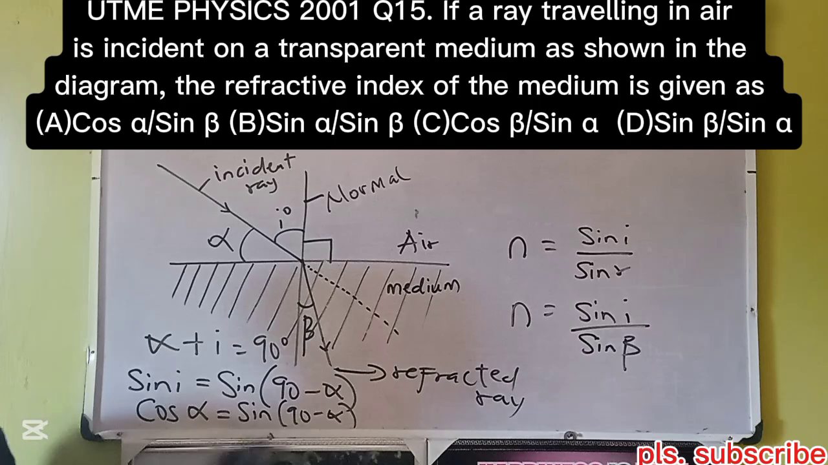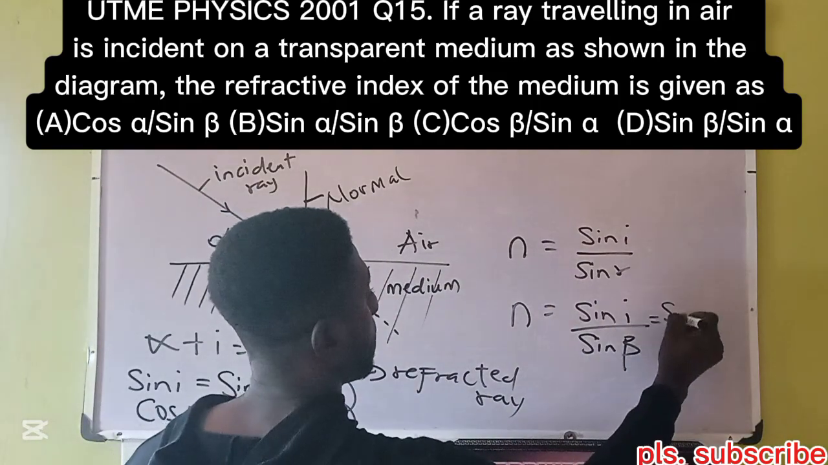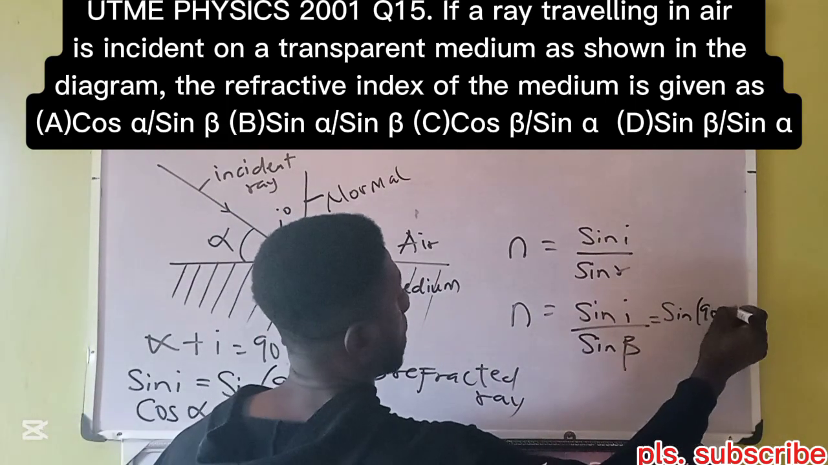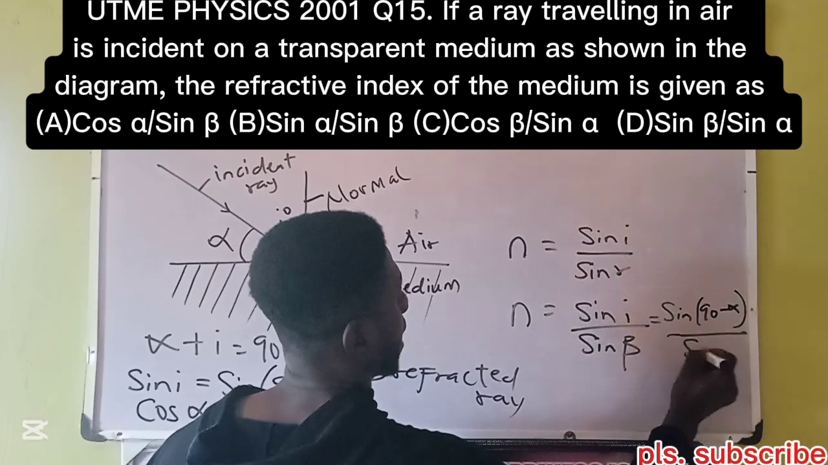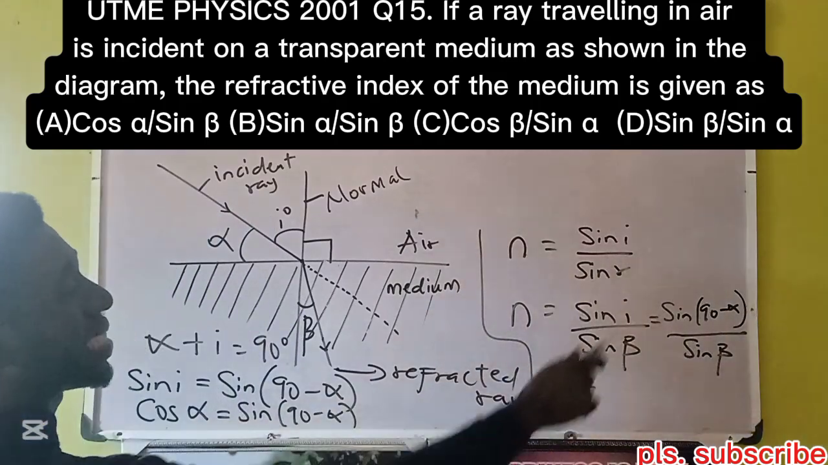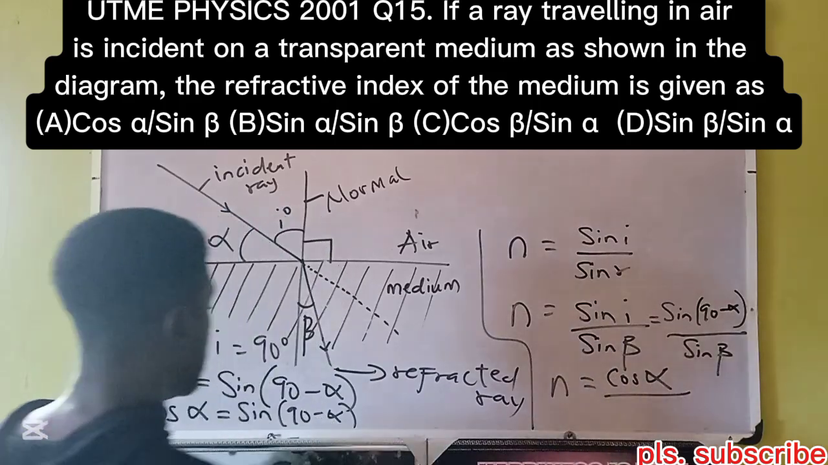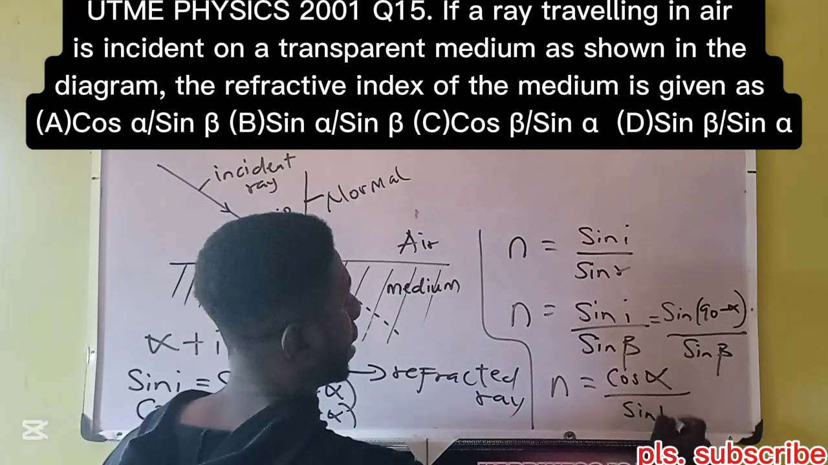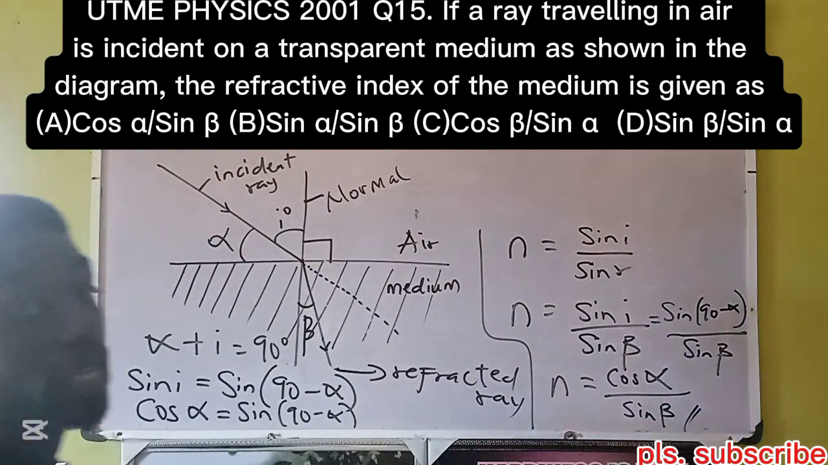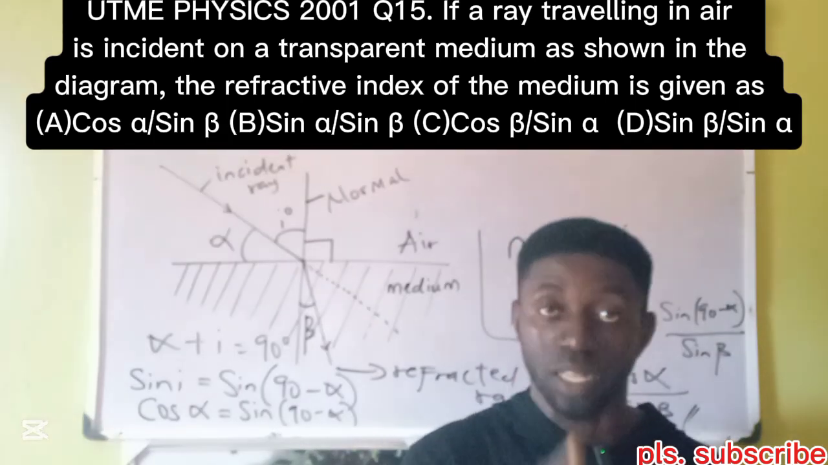Okay, let's go on. At this point, we are concerned with this. Then you can now see that I will change this to sine. First of all, let's change it to sine 90 minus alpha all over sine beta. Then finally, refractive index is equal to sine 90 minus alpha will be giving us cos alpha over, then finally, sine beta. Going back to our options. The correct option there is option A. Please take note of the trigonometric equivalence. Stay tuned as we push on. Thank you.